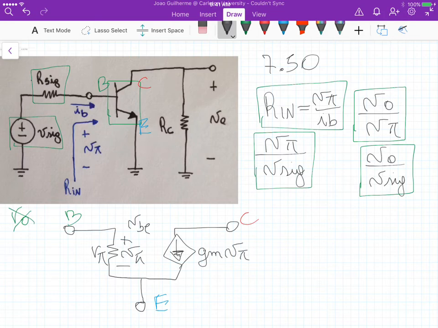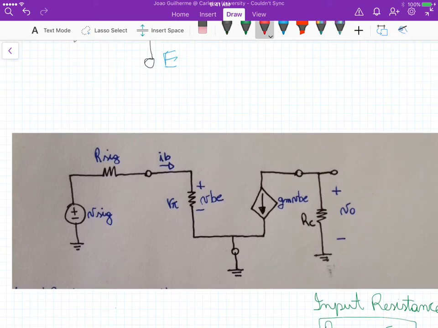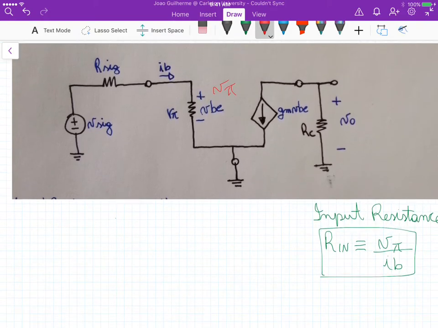Okay, so we need to replace this. This is the hybrid pi model. We need to plug in here to substitute the transistor for that. So if we do that, then we get a circuit that looks like this. And again, this VBE here is also V pi. For the input resistance, we just need to realize what's the ratio of V pi over IB. So if we represent V pi, which is the voltage across R pi, we know that V pi is equal to R pi times IB.